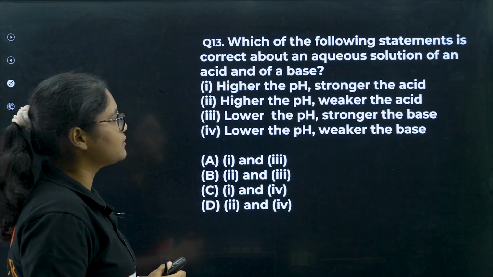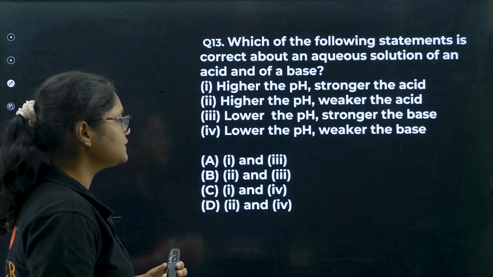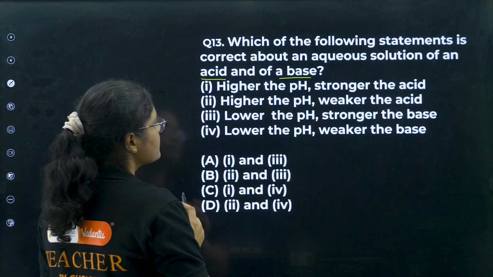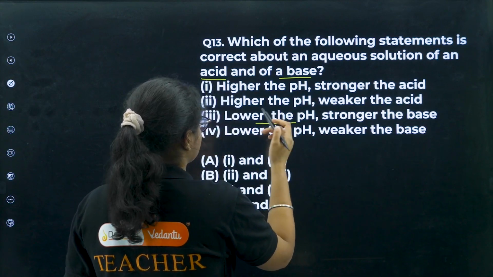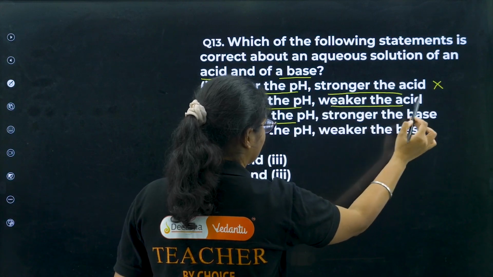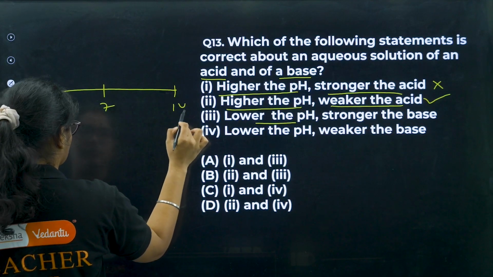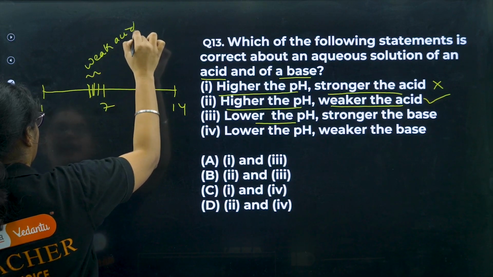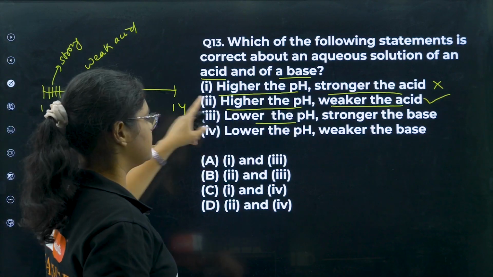Next is question number 13. Which of the following statements is correct about an aqueous solution of an acid and a base? If acid is there, then lower the pH, stronger the base, no. Higher the pH, stronger the acid, no. Higher the pH, weaker the acid, correct, right? From the pH scale, suppose this is 1, 7 and 14. If the pH lies somewhere around here, then this is a weak acid. And if the pH is a low value, then this is a strong acid, right? So we can say that high value of pH means it is a weak acid.